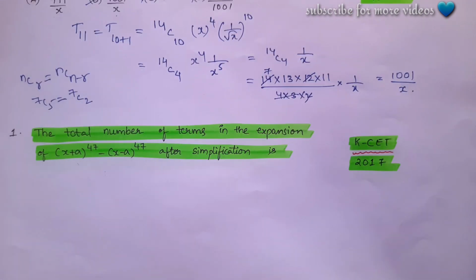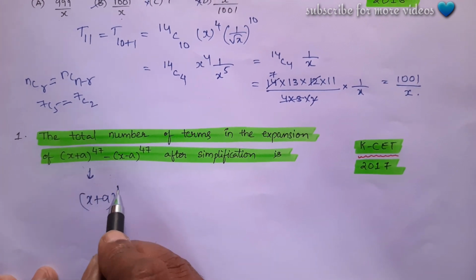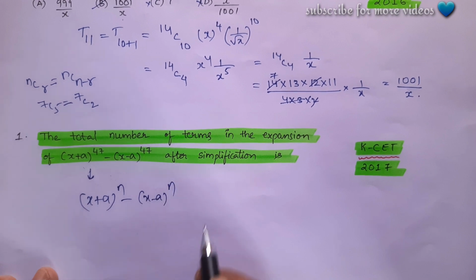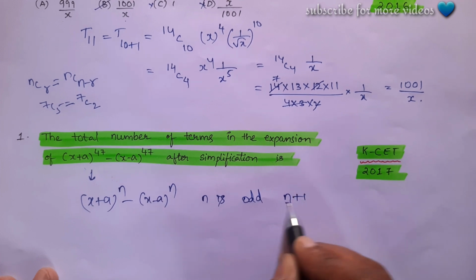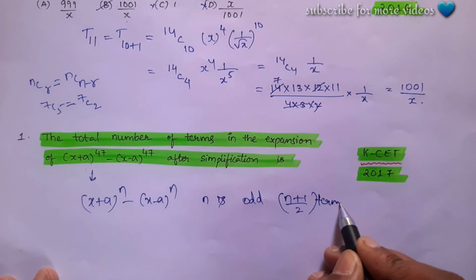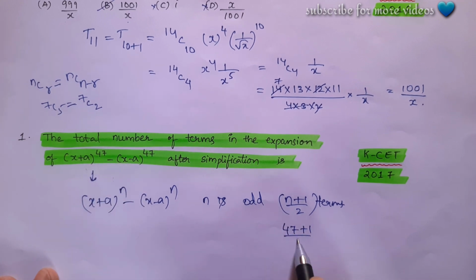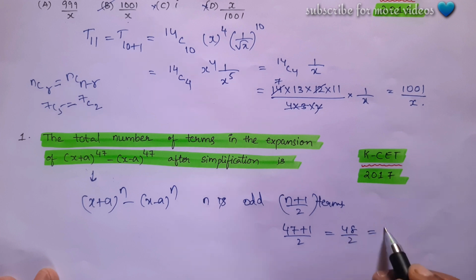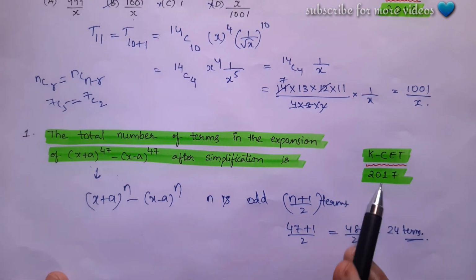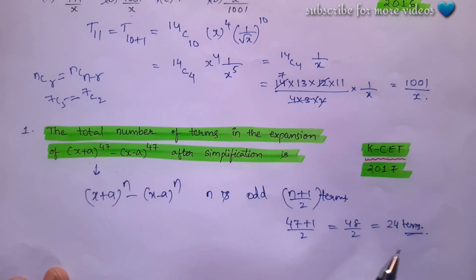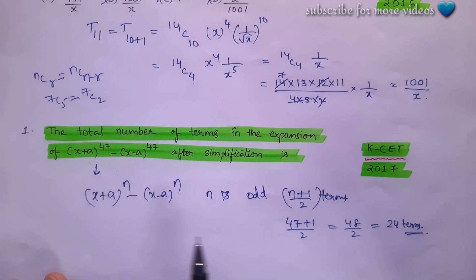Similarly the question is also like this: it is in the form of (x plus a) power n minus (x minus a) power n. As n is odd, the formula is that n plus 1 by 2 terms will be there. So n plus 1 by 2, that is 47 plus 1 by 2, nothing but 48 by 2, which is 24 terms. Sorry, I forgot to mention the options here. But our option will be 24 only. Why? Because they asked to find the total number of terms, and this is the formula.